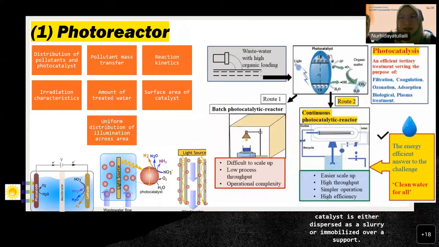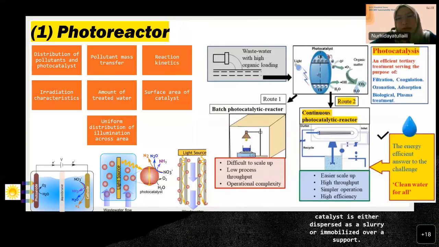the light is completely absorbed by the catalyst, and the amount of treated water, okay, and the surface of the catalyst. And this one is normally associated with when we consider the nano dimension of the catalyst. And lastly, the uniform distribution across the area.